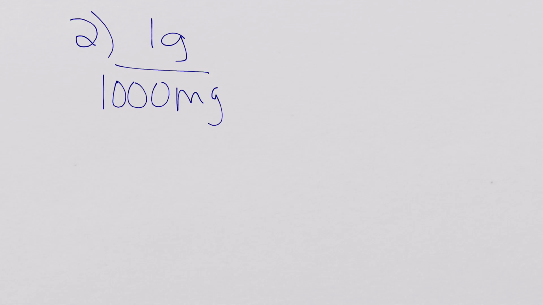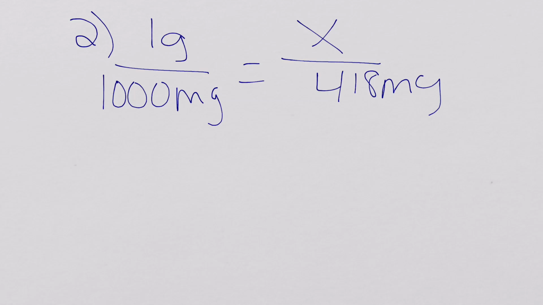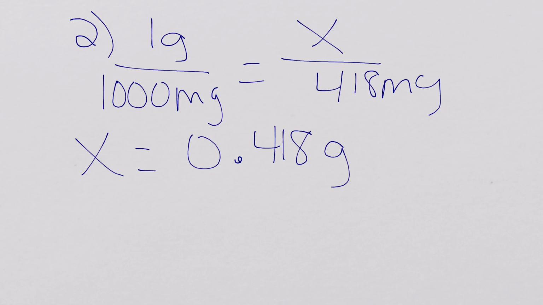Now number 2, they want you to change milligrams to grams. 418 milligrams. So we got 1 gram is equal to 1,000 milligrams. So we're changing it to grams. We have 418 milligrams. Cross multiply and divide, and you should get 0.418 grams. And always remember what I said about leading with your 0.